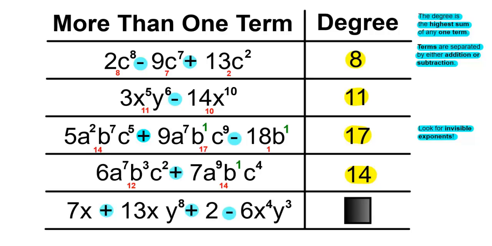And this polynomial has 4 terms. This is x to the 1. So this term has a degree of 1. This is also x to the 1. This term has a degree of 9. And constants have a degree of 0, and 2 is a constant. So the degree of this term is 0. And the last term has a degree of 7. So this polynomial has a degree of 9.